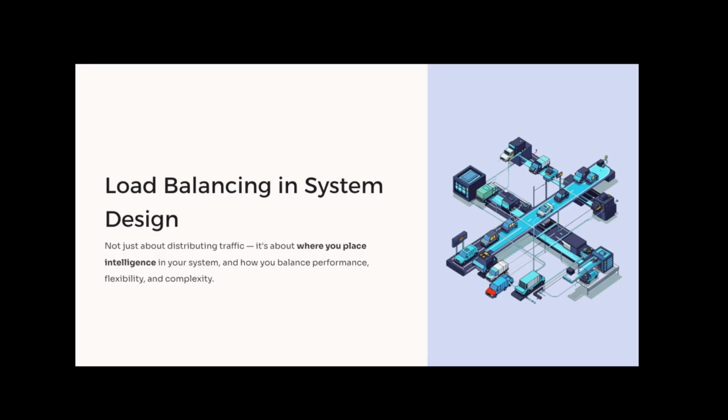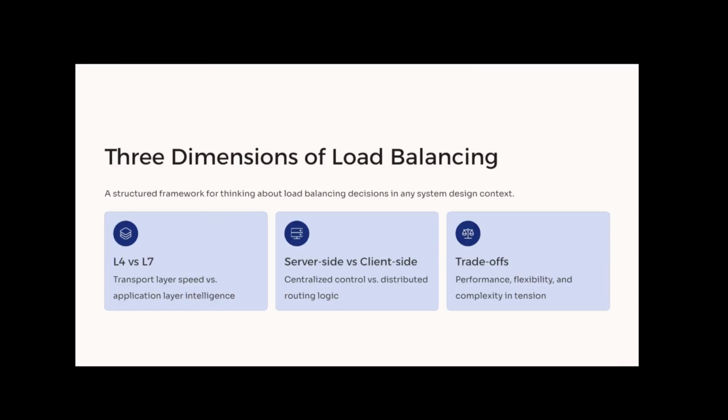When I think about load balancing, I usually break it down into three dimensions. First, L4 versus L7 load balancing. Second, server-side versus client-side load balancing. And third, the trade-offs between performance, flexibility, and complexity. Let's go through them one by one.